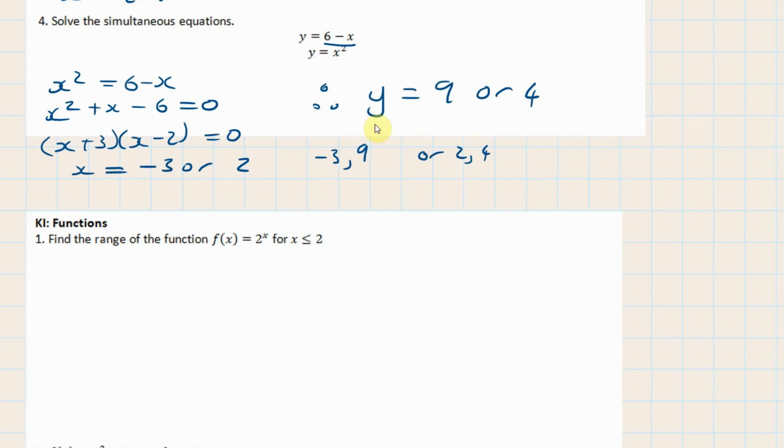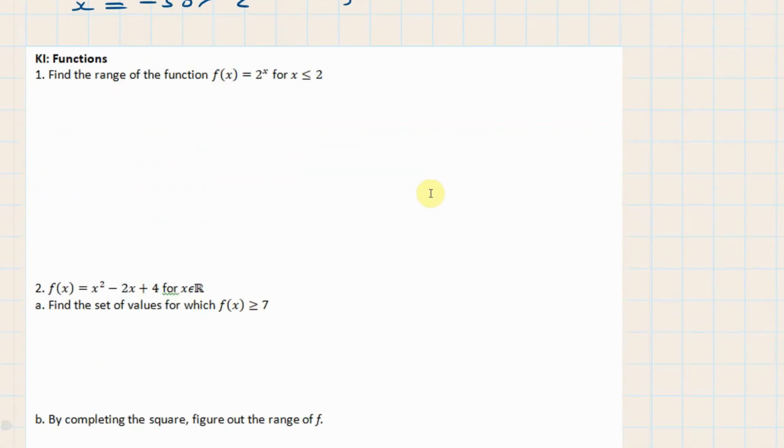Okay, that brings us to the function section of this week's maintenance. And, okay, let's see how we go. We're going to find the range of the function 2 to the power of something for x is less than or equal to 2. Okay, well, let's just think about it.